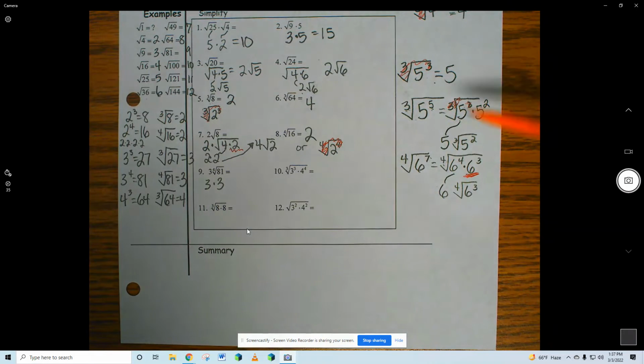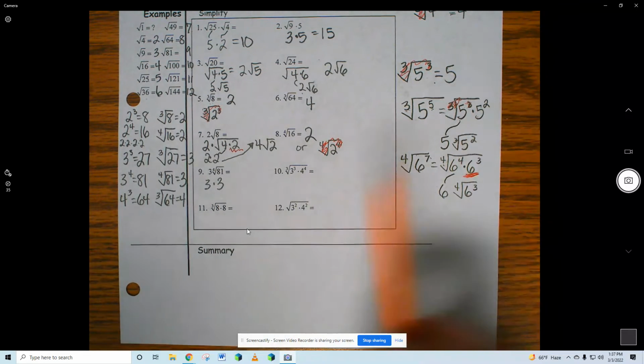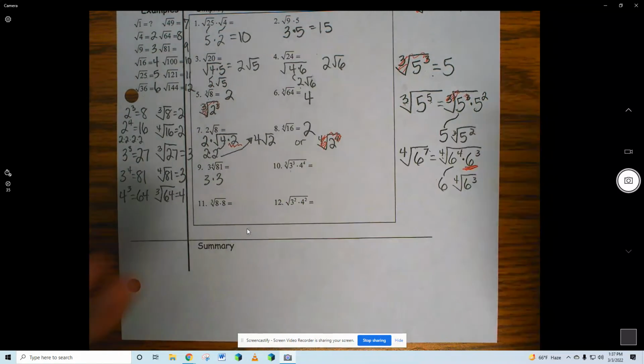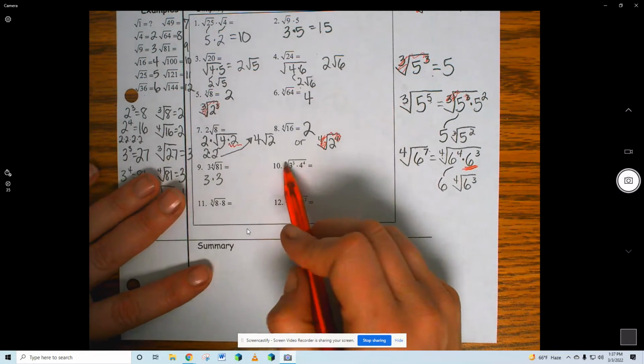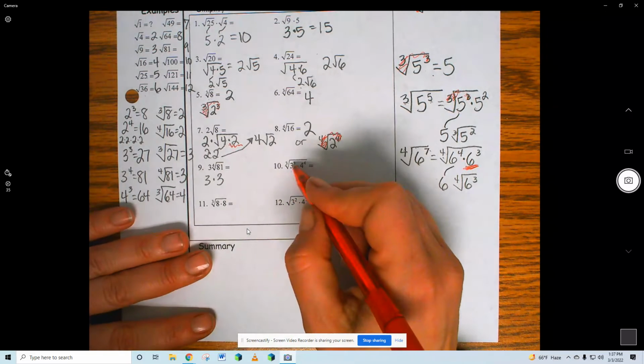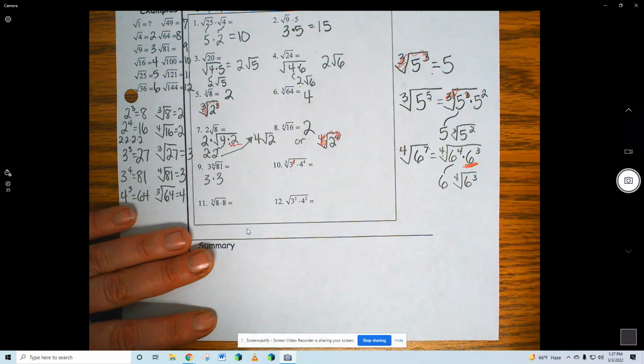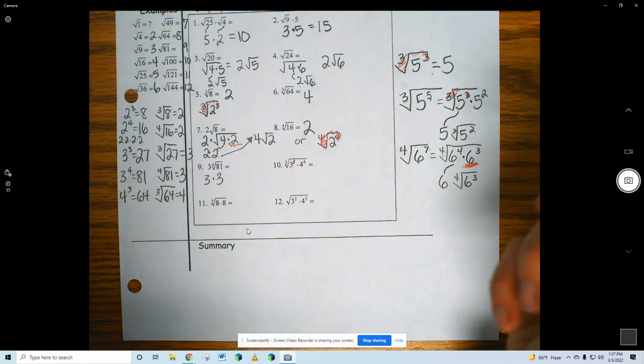All right, now that I've given you these three examples, I want to go back to number 10. Because the cubed root of 3 cubed, that matches. Those 3's will cancel. But this 4 to the 4th, I need to break it up into smaller things.